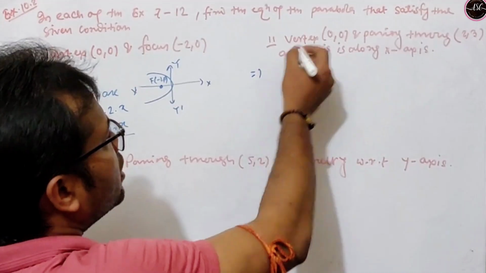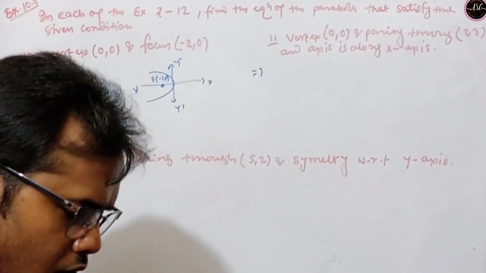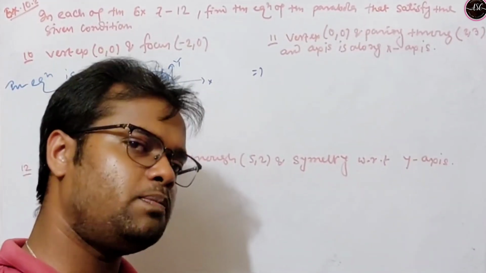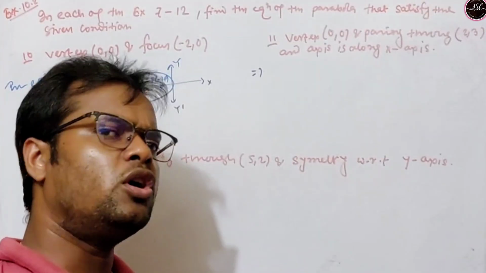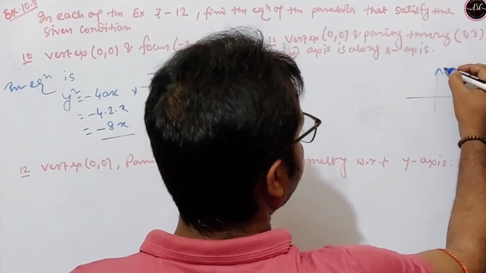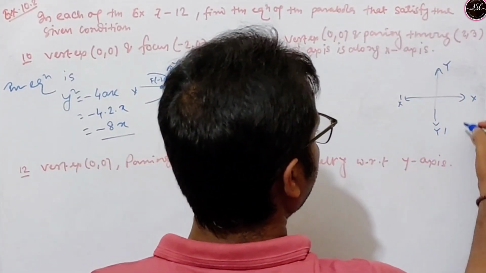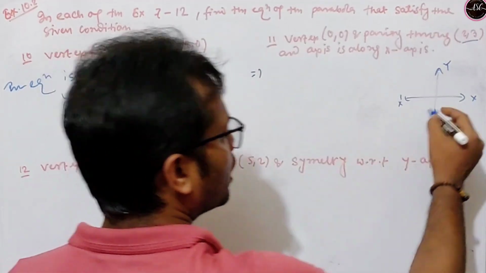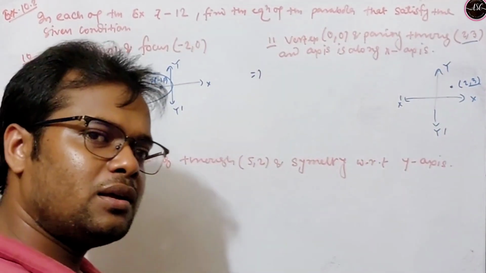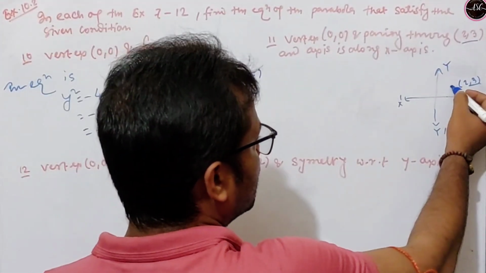Now just look at this question. Vertex 0 0 and passing through 2 comma 3 and axis is along x axis. So when the axis of the parabola is along x axis, the equation must be of two types, y square is equal to 4ax or y square is equal to minus 4ax. Okay, so just look at this figure. This is y, this is x, this is x dash, this is y dash. Okay, and the point 2 3, here 2 3. The parabola has the axis along x axis and passing through 2 3. So the parabola must be like this.